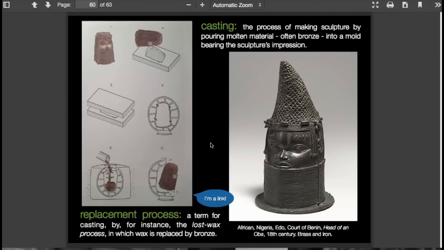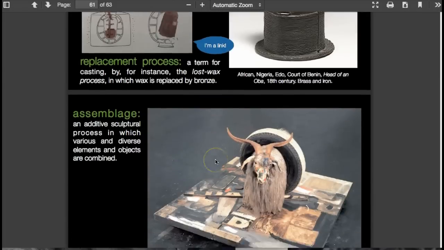We see casting in a lot of cultures, very beautifully in African cultures. This is from the Edo culture in Nigeria, in the court of Benin. Benin was a kingdom of Nigeria, is a kingdom of Nigeria. And this is the head of the Oba. The Oba is the deity, the priest, the king type figure of this culture. And really a beautiful cast bronze image here.